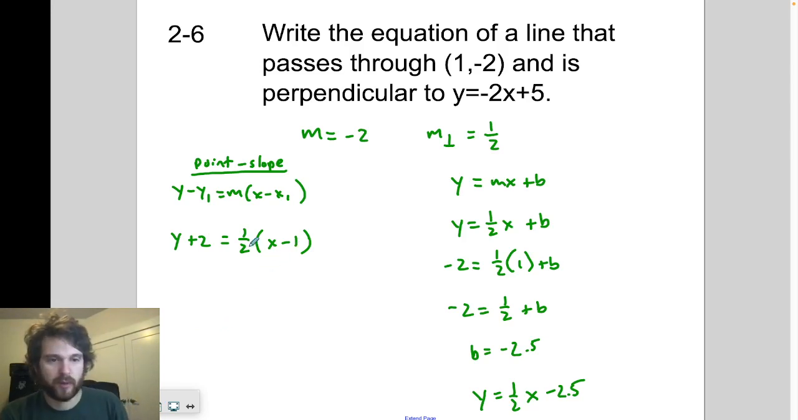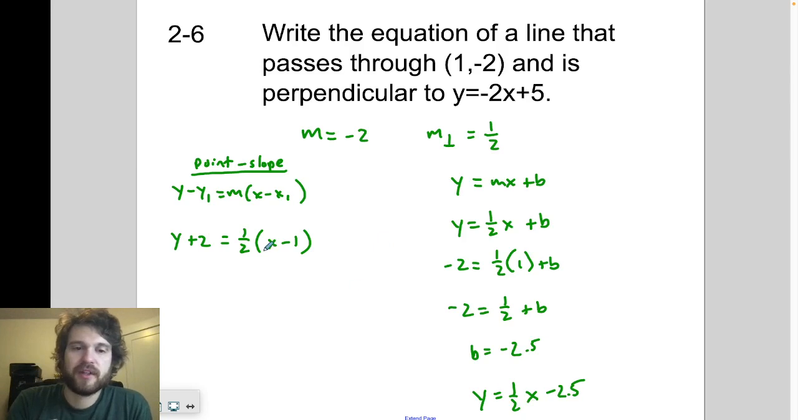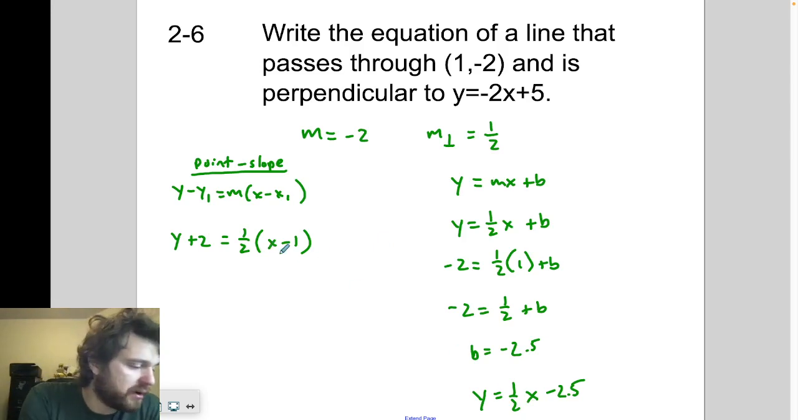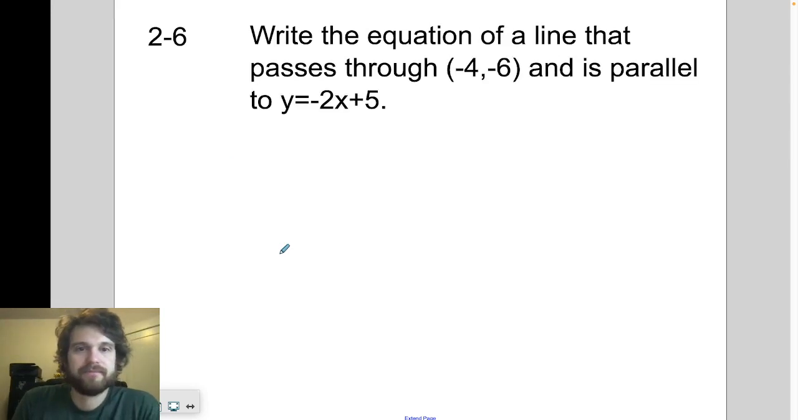If you go back to point slope and you distribute that 1/2, you get a -1/2 there, and then subtract 2, and you'd end up with the same thing. Okay, sweet. So both of these answers are correct. I think that point slope is a little bit faster if you like that. But we'll see. Next one.